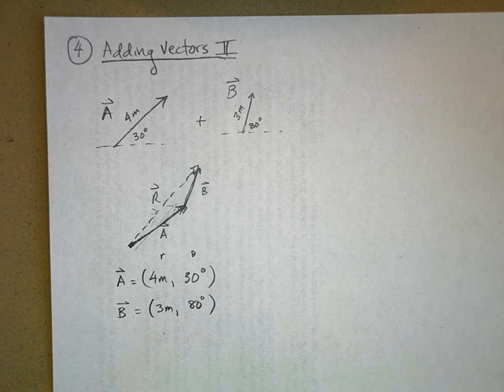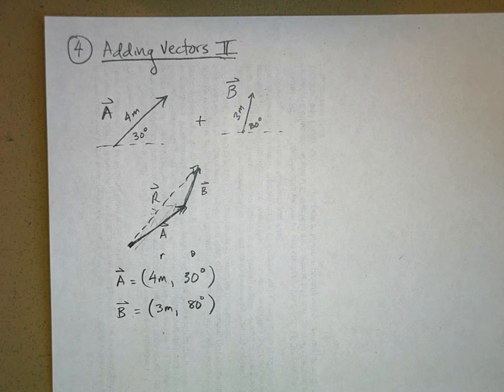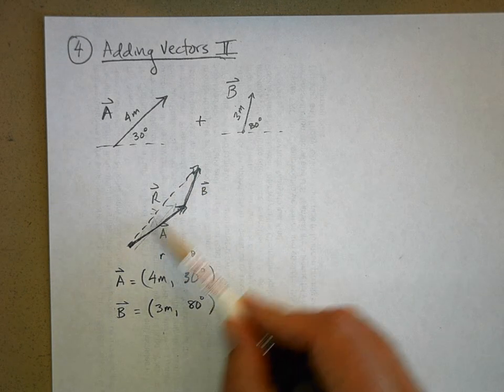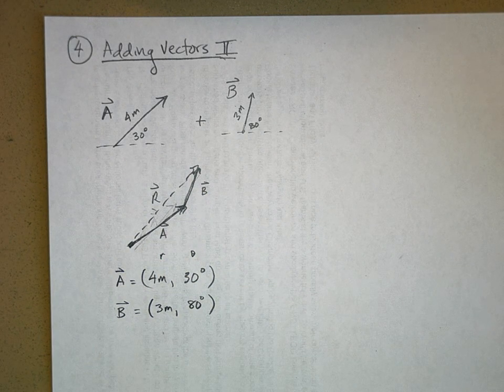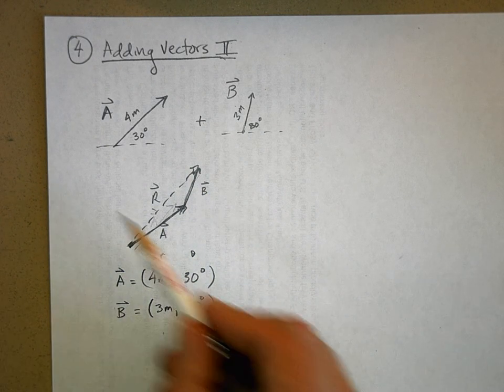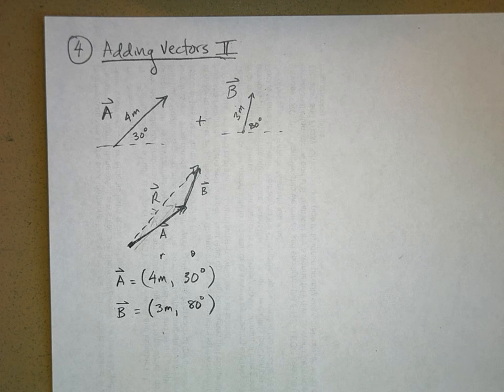Wrong, wrong, wrong. You cannot add vectors together like that when they are in polar coordinates. It doesn't make any sense. I mean, if you draw the picture, you will see, look at vector R here. That's nowhere close to 110 degrees. 110 degrees is in the second quadrant.